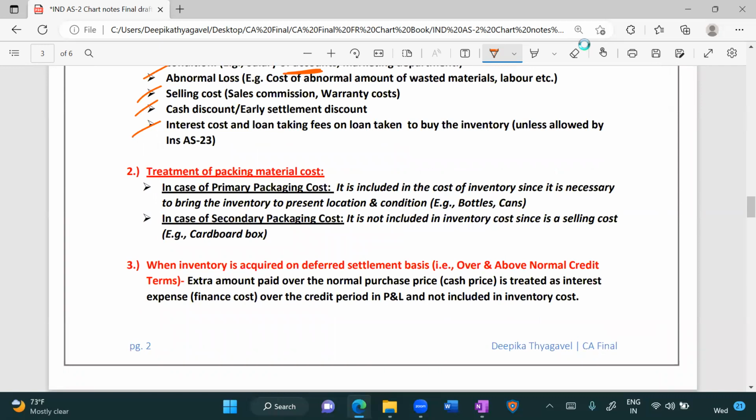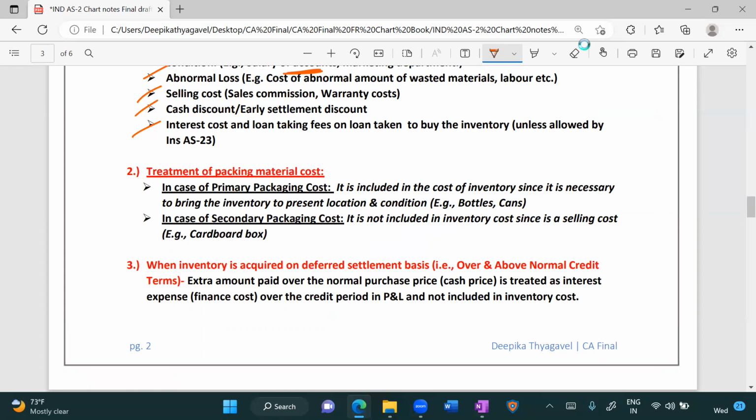In case you're doing packaging, it can be two types of packaging. First is the primary packaging and second is the secondary packaging. So what does the standard say? The standard says that in case it's your primary packaging cost, that is very much necessary to bring the inventory to the present condition and location, then that cost will be included in the cost of inventory. For example, I'm selling a juice. How can I sell a juice without having it canned, or I need to bottle it? So that particular bottle or can that I'm using is very much necessary to bring the inventory to the present condition and location. So that primary packaging cost will be included.